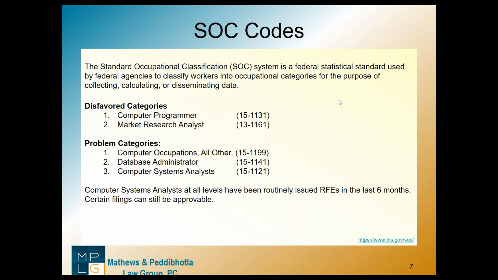We think that we can overcome those. We have had success in that category. We just warn that there is a likelihood of an RFE being issued for specialty occupation if you file in the computer systems analyst category.